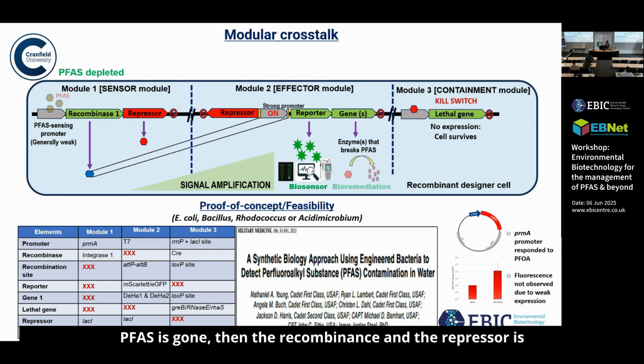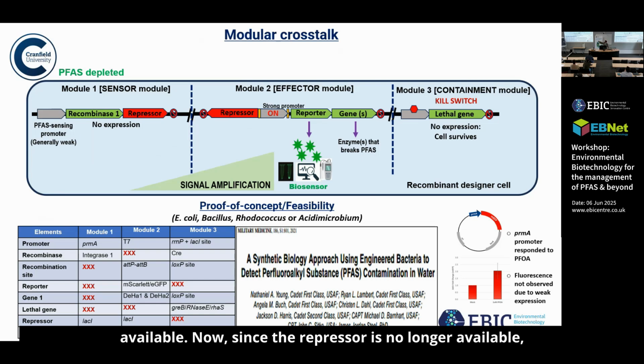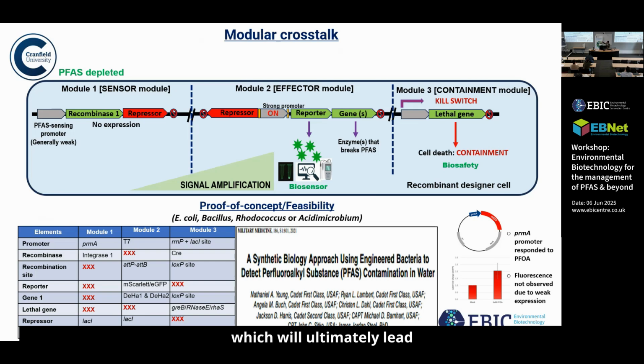Now, when the PFAS is gone, the recombinase and the repressor are no longer available. Since the repressor is no longer available, the level of repressor in the cell reduces and the kill switch is expressed, which will ultimately lead to cell death. That will ensure that after the PFAS is removed, the recombinant cells will be eliminated from the system.